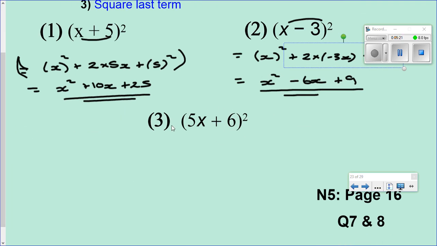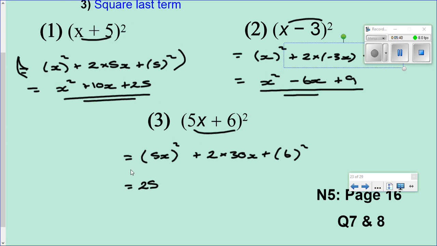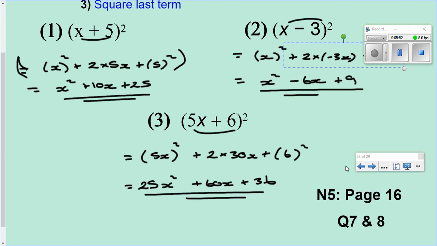And then number 3, 5x plus 6 all squared. We're going to square our first term, so it's 5x squared, plus 2 times 5x times 6, which is 60x, and then we're going to do 6 all squared. So 5x squared, if we do 5 squared, we get 25. If we do x squared, we get x squared. And then plus 60x plus 36. Now, as you can see from down here, the work that we're going to do is literally just all of this, so follow the process exactly.